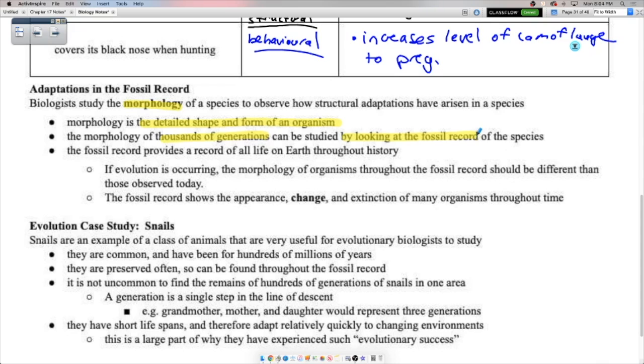Essentially, the fossil record provides a record of, well, not all life. So obviously, not everything becomes a fossil, but we can see life very far back and pretty consistently through the fossil record. And so if evolution is occurring, the morphology of organisms throughout the fossil record should be different than the ones we see today. And spoiler alert, they are. The fossil record shows the appearance, change, and then the extinction of many organisms, highlighting the change there, right? Species are changing, organisms are changing, new species are appearing, old species are disappearing. We see this all preserved in the fossil record through adaptation.